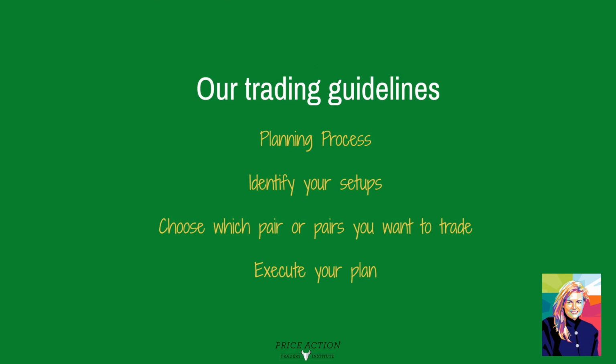When you have a planning process, that helps you filter and decide what pairs you might want to trade in a session. Next, once you've done your trade plan, you need to identify your setups or your triggers that you're looking for. Either put your pending orders in or put them on your watch. Then you choose which pair or pairs you are going to trade in that session. And then finally, of course, is execute on your plan.